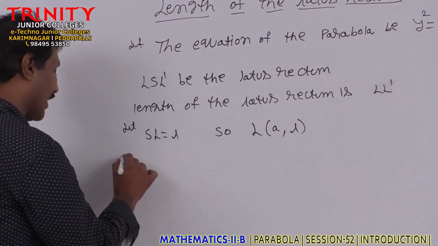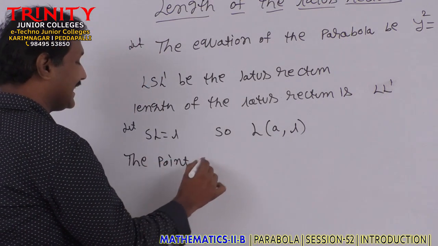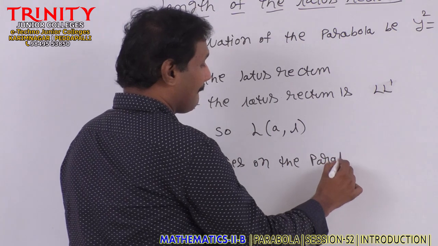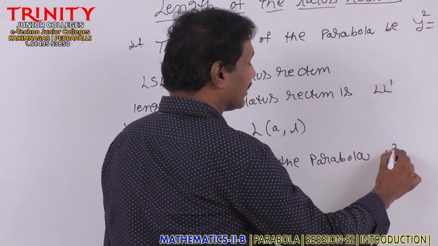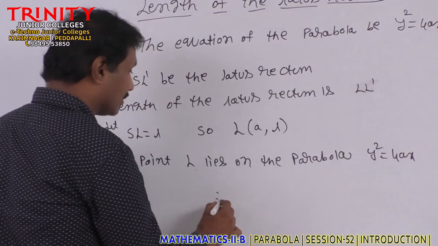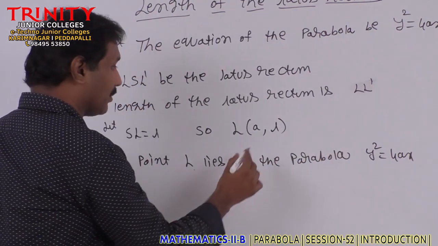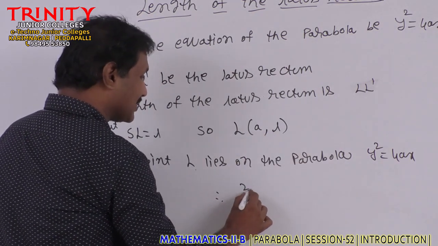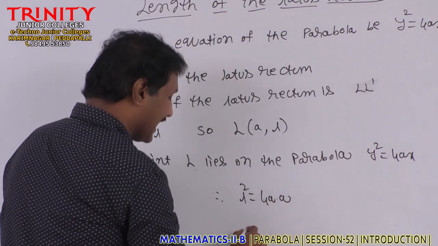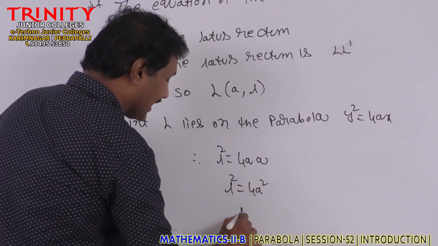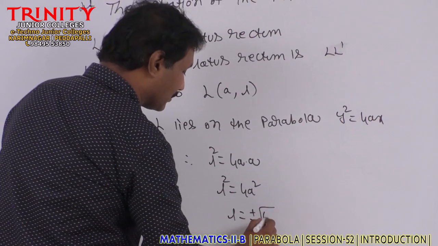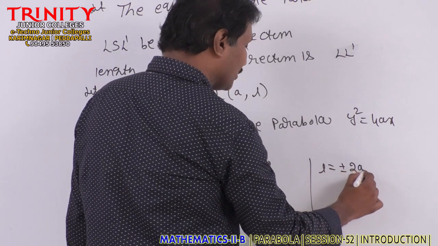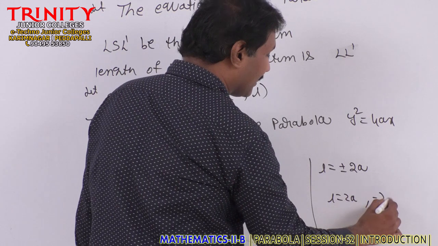But the point L lies on the parabola y square equal to 4ax. Therefore, the point must satisfy the equation of the parabola. In place of x, replace a, and in place of y, replace L. That means L square equal to 4a into a, L square equal to 4a square. L equal to plus or minus square root of 4a square. Therefore, L equal to plus or minus 2a.